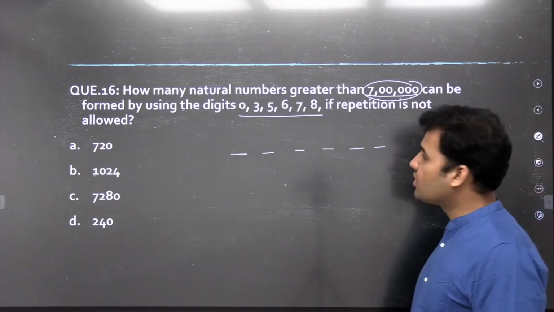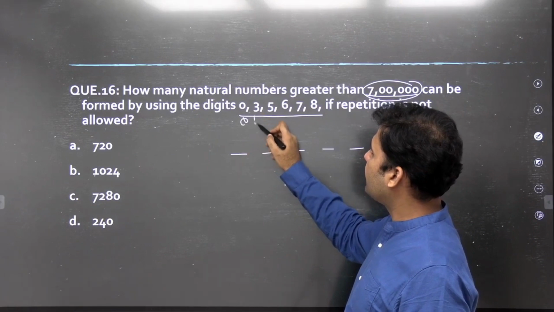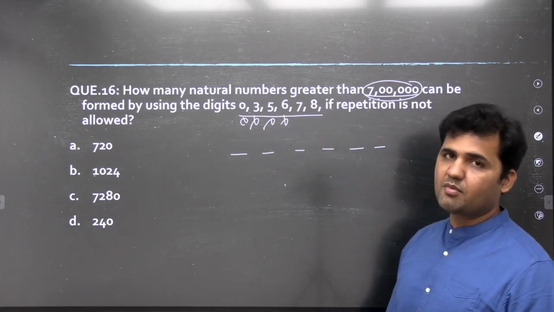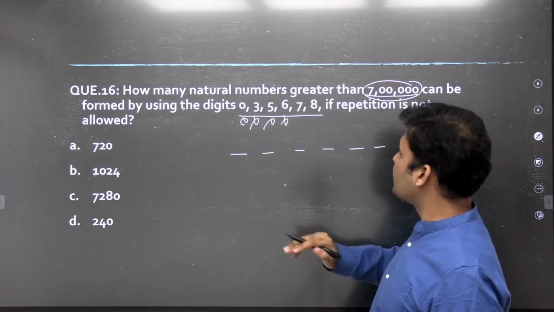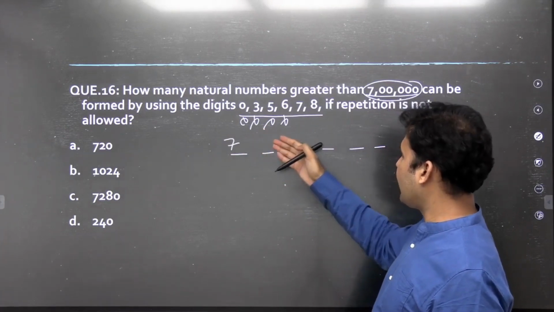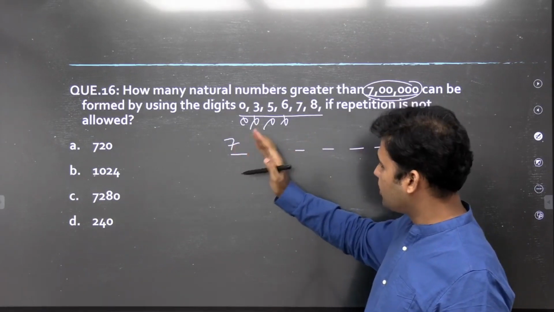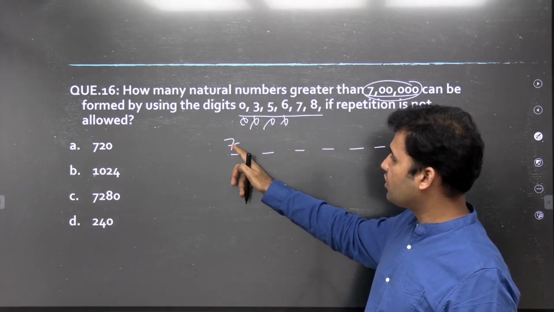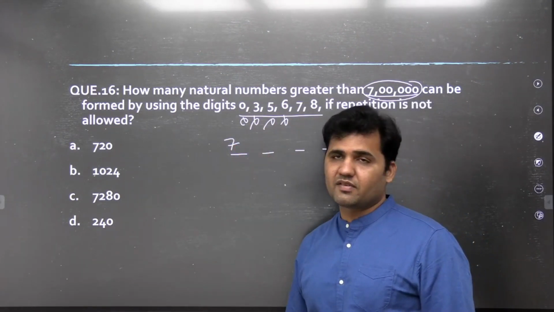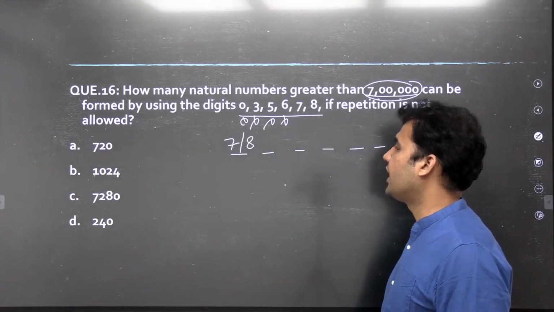Okay, to make the number more than 7 lakh, can I use 0 here? No. Can I use 3 here? No. Can I use 5 here? No. Can I use 6 here? No, right? You cannot use these digits because then the number will not be more than 7 lakh. To make the number more than 7 lakh, the first place has to be at least 7, right? And because we do not have all zeros behind it, we can be sure that if 7 is being used over here, whatever digit you place among these, the number is definitely going to be more than 7 lakh. So this place can be filled with either 7 or 8, right?